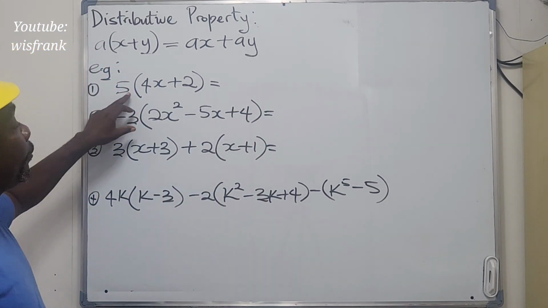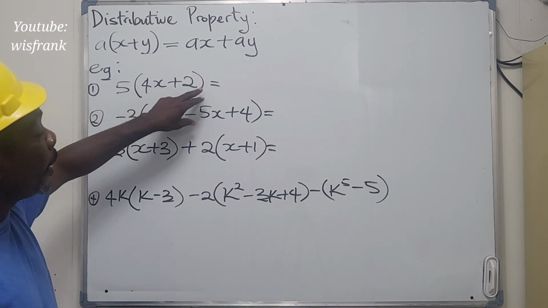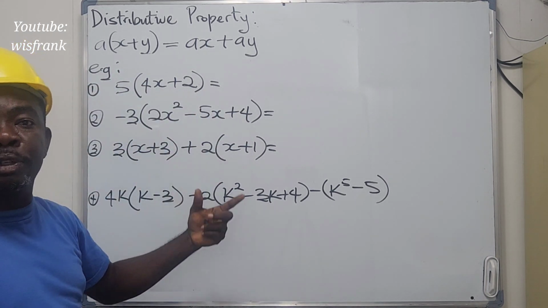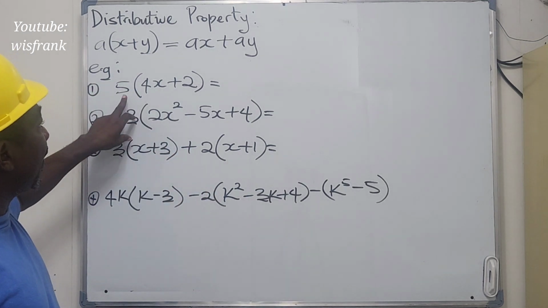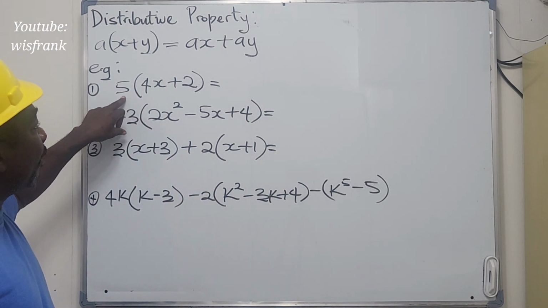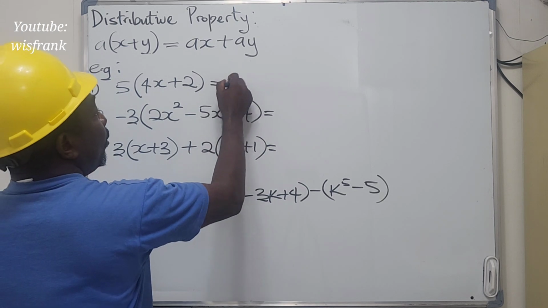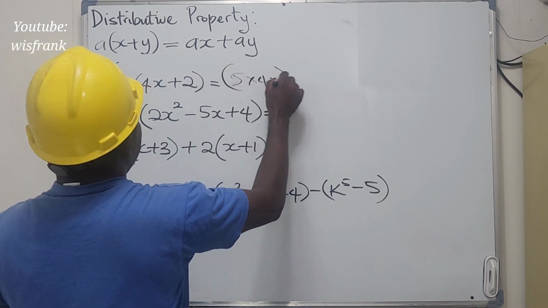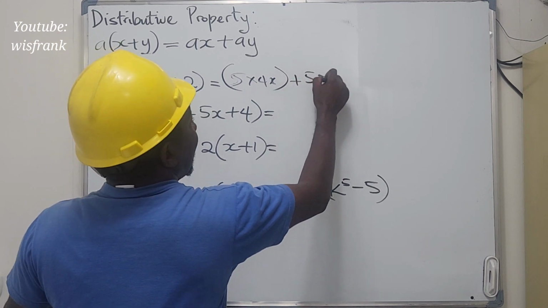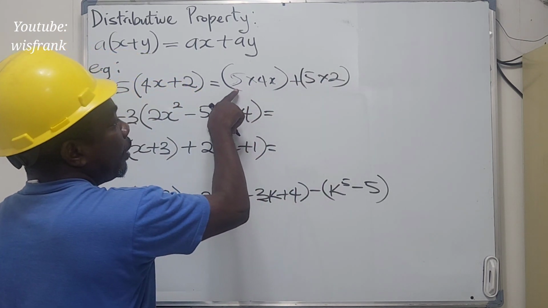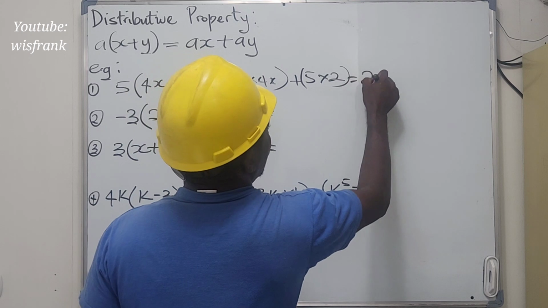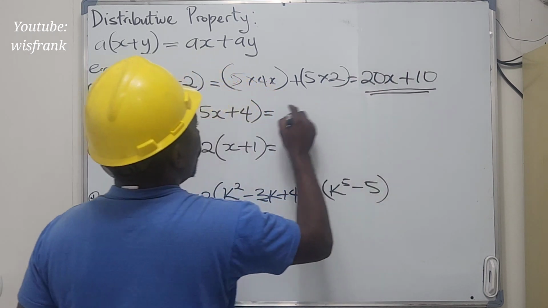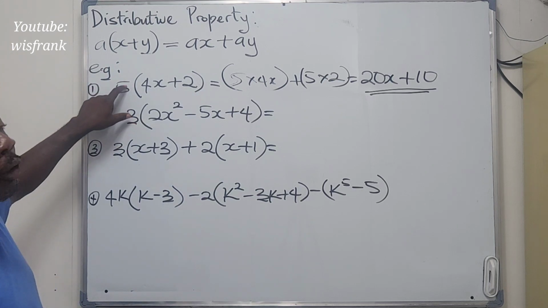So we have 5 into 4x plus 2. For us to find the solution of this expression, we need to use the distributive property. Here we have 5 times 4x, plus 5 times 2. So this is what we have. Here 5 times 4x will give us 20x, then plus 10. So this is the solution of this.